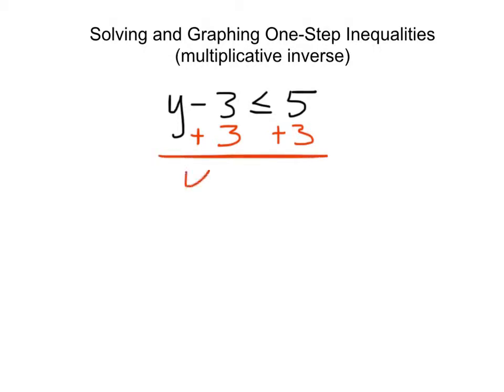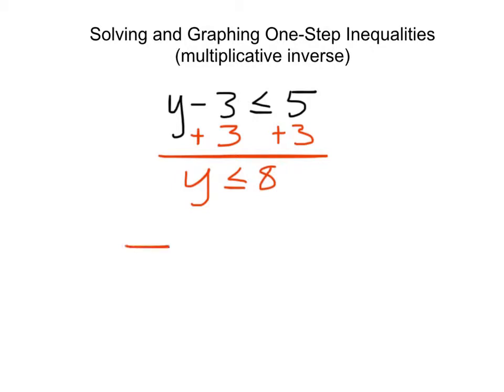If we remember, additive inverse with a one-step inequality is written something similar to this, where we have y minus 3 is less than or equal to 5. To solve a one-step inequality using additive inverse, all we do is eliminate the constant that is on the same side of the inequality as our variable. We need to isolate the variable. So we're going to add 3 to both sides of the inequality, and we end up with y is less than or equal to 8.